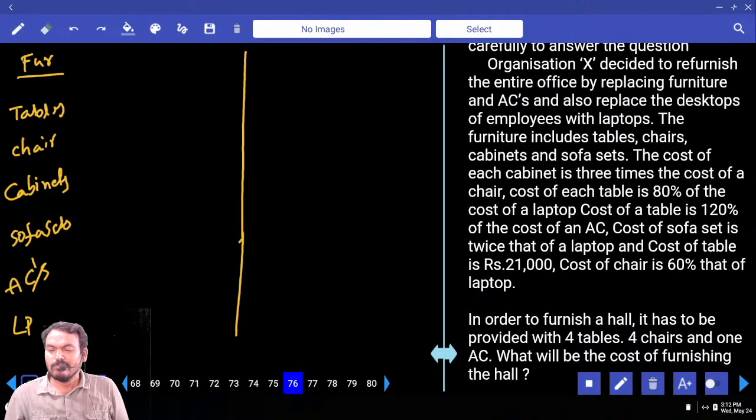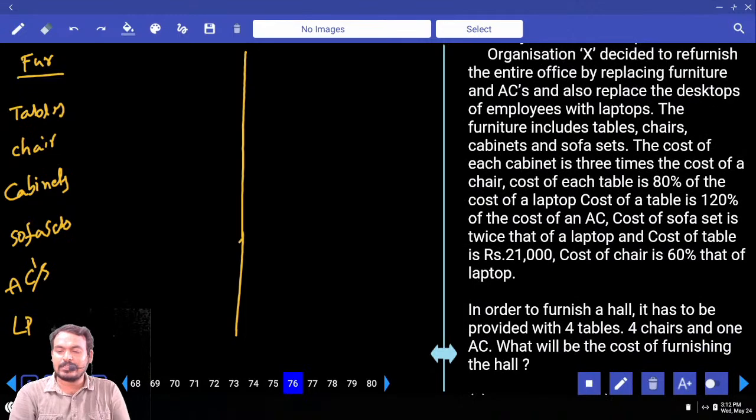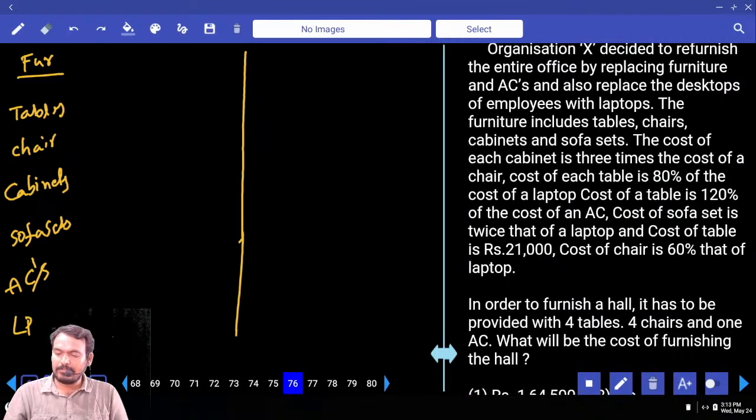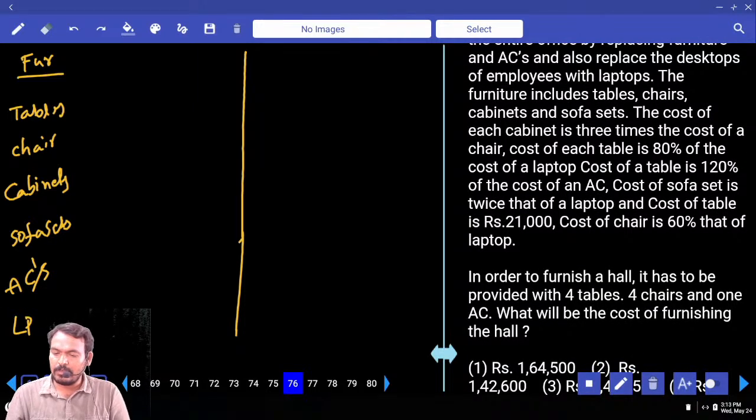What is the question here? The cost of each cabinet is 3 times which one? Cost of a chair. Cost of each table is 80% of the cost of a laptop. Cost of a table is 120% of the cost of an AC. Cost of a sofa set is twice that of which one? Laptop. Cost of a table is 21,000. Cost of a chair is 60% of which one? Laptop.